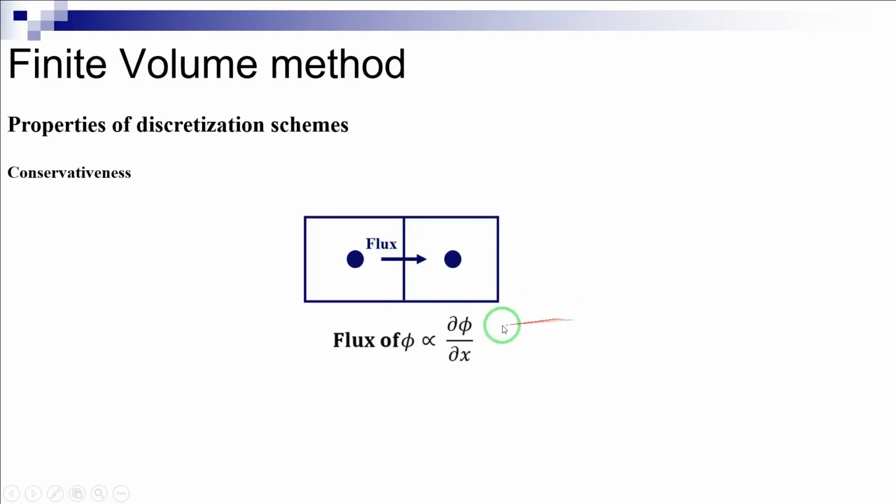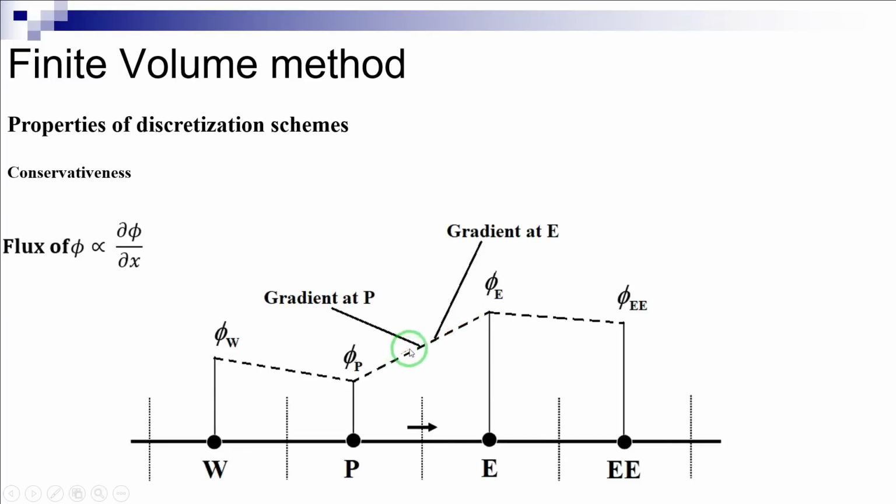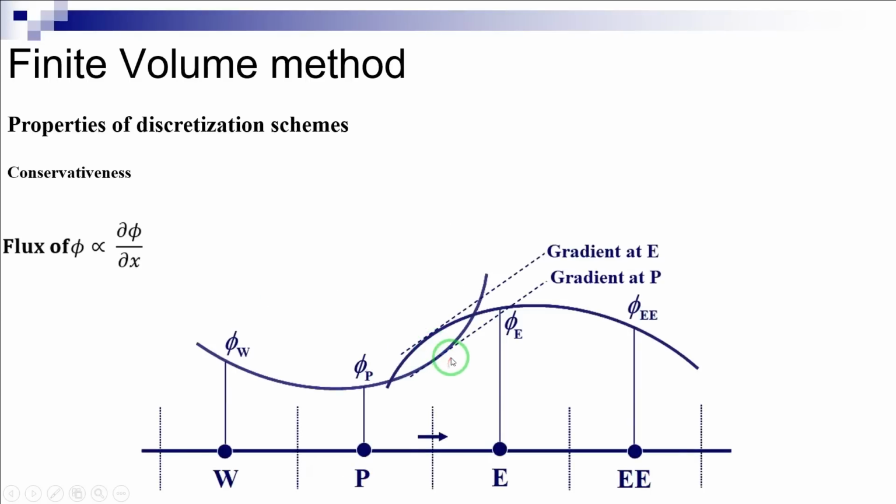The gradient of the quantity phi on the surface of a control volume is directly related to the flux of this quantity across that surface. For instance, in this figure, the variable phi changes linearly between the two cell nodes P and E, and thus the gradient of phi is expressed by the same equation on the common surface between these two adjacent control volumes P and E. While in this figure, the gradient of phi is expressed by different equations on the common surface between the two adjacent control volumes P and E. Thus, in this case, the conservativeness is not achieved.